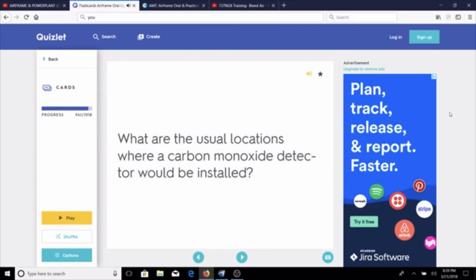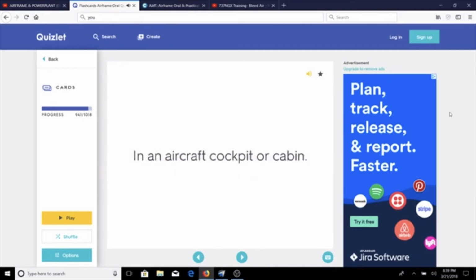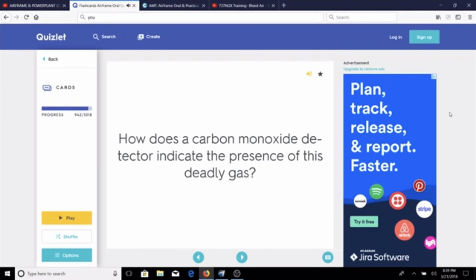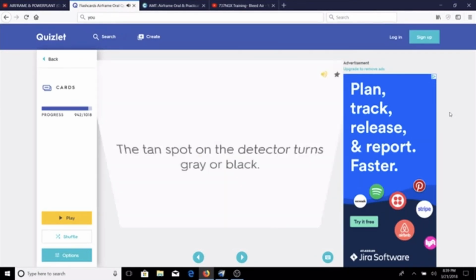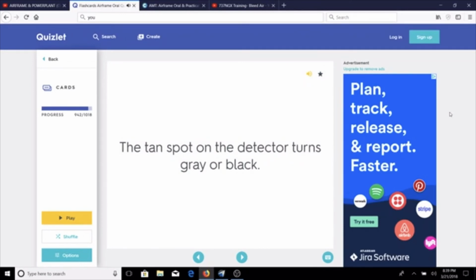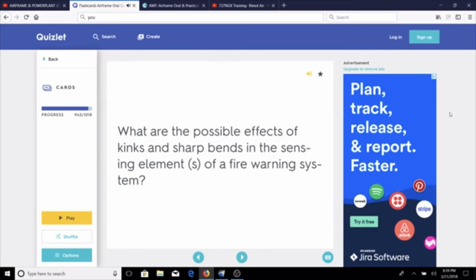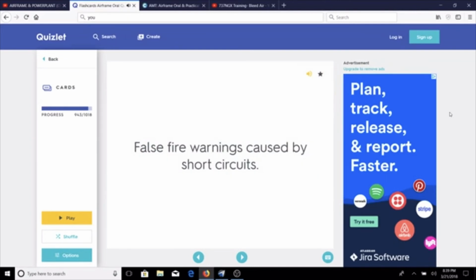What are the usual locations where a carbon monoxide detector would be installed? In an aircraft cockpit or cabin. How does a carbon monoxide detector indicate the presence of this deadly gas? The tan spot on the detector turns gray or black. What are the possible effects of kinks and sharp bends in the sensing element of a fire warning system? False fire warnings caused by short circuits.